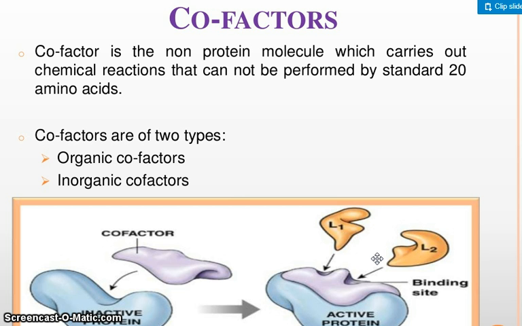Now cofactors. Cofactor is the non-protein molecule which carries out chemical reactions that cannot be performed by the standard 20 amino acids. Cofactors are of two types: organic cofactors and inorganic cofactors. Without the cofactor the protein is inactive, and with cofactor binding you can see the active protein. Cofactor binding activates the protein.